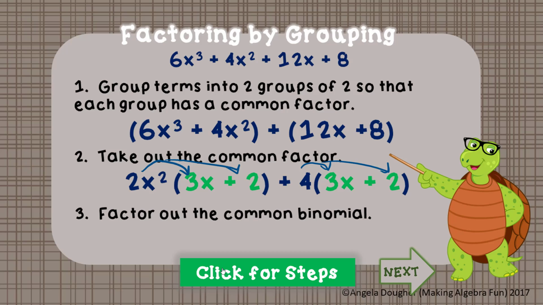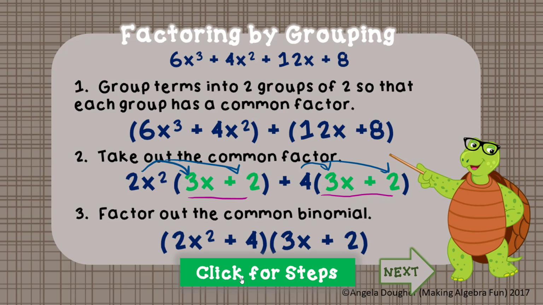Okay? So now we need to factor out the common binomial. The common binomial we have there is our 3x plus 2. We have 3x plus 2 on both of these. Since both are the same, we can factor that out and combine the 2x squared plus 4. If we do that, it gives us 2x squared plus 4 times 3x plus 2. So again, we took our 2x squared and our plus 4, and then we took our common binomial and put it into one right there, okay? So therefore, it makes a simple way of factoring by grouping.